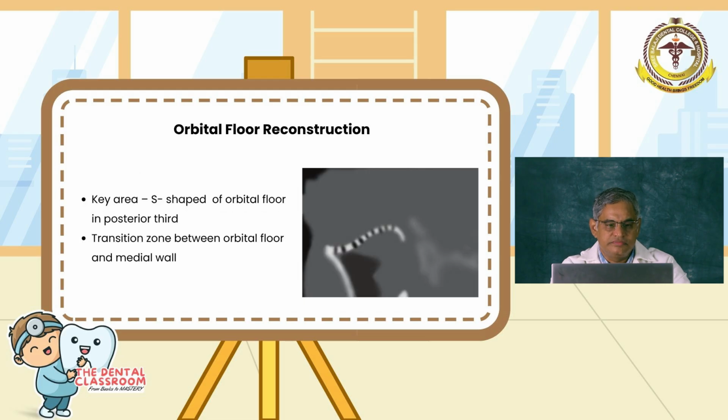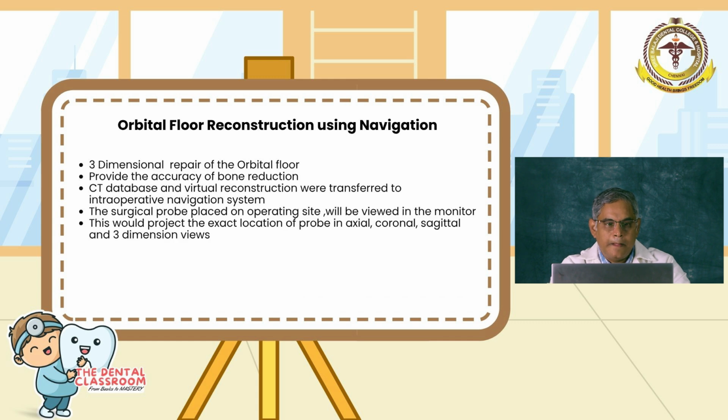Orbital floor reconstruction. The key area is the shape of the orbital floor in the posterior third, and the transition zone between the orbital floor and medial wall. Orbital floor reconstruction using navigation: three-dimensional repair of the orbital floor provides accuracy of bone reduction. CT-based virtual reconstruction is transferred to the intraoperative navigation system. The surgical probe placed on the operating site is viewed on the monitor, projecting the exact location of the probe in axial, coronal, sagittal and three-dimensional views.